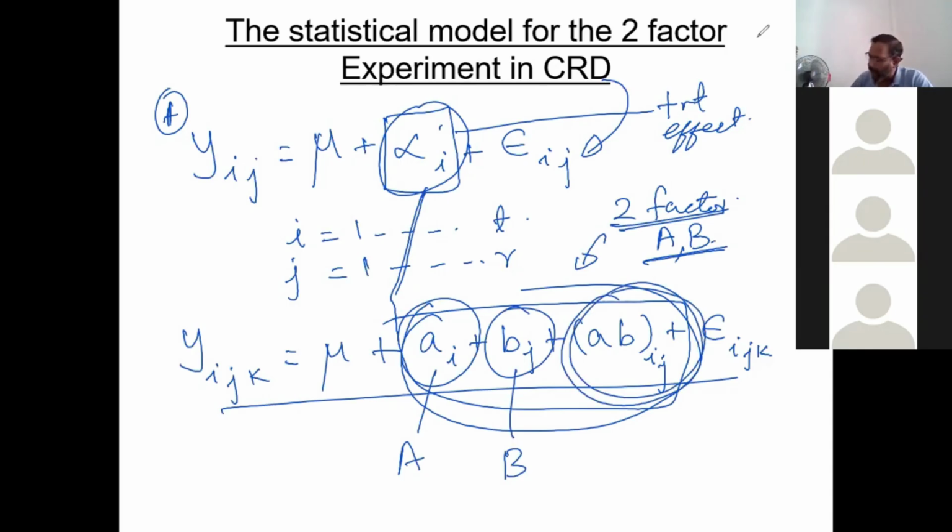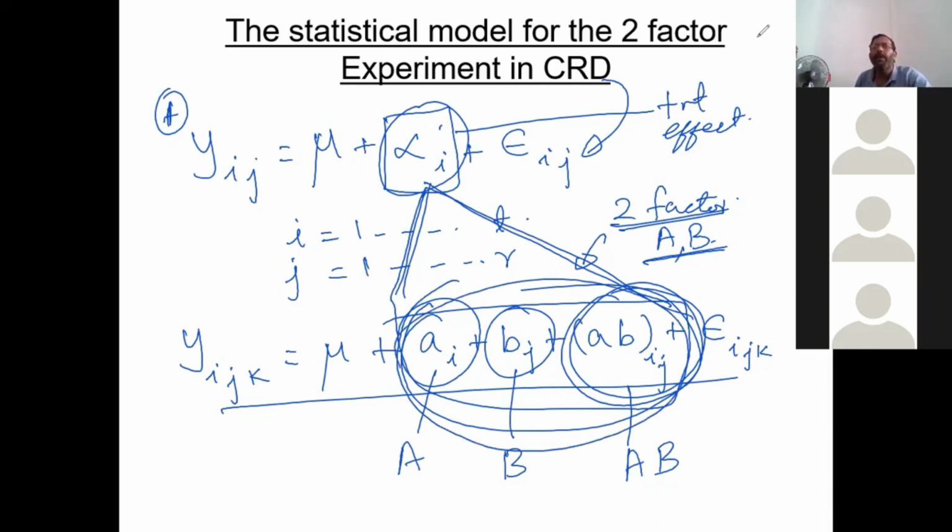A and B. Good. That is going to represent our AB interaction. So this is the expansion of the treatment effect. Everybody should know this is the expansion. Actually, if you add these 3, it should be equal to alpha I. That is the concept. Now, if you know the concept, you can write it very easily.